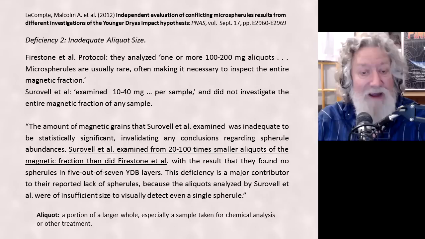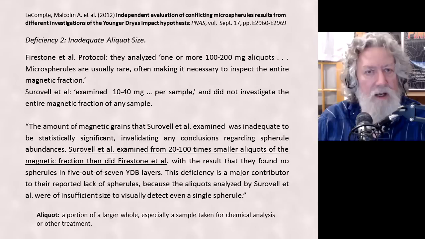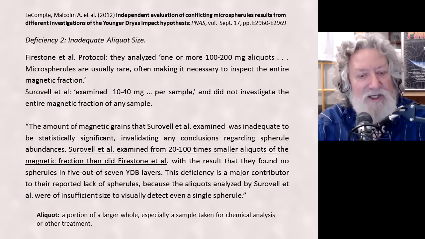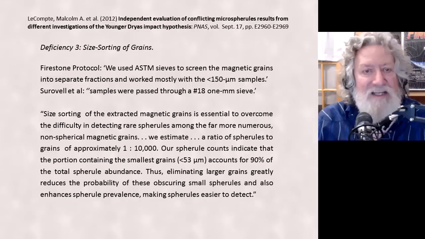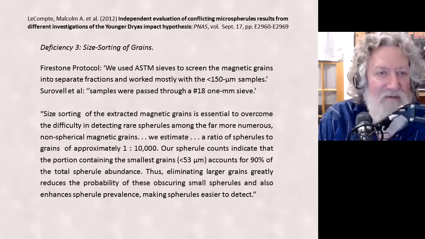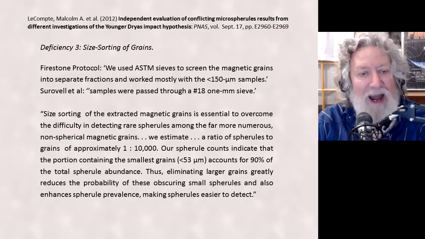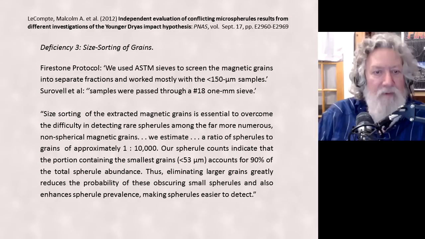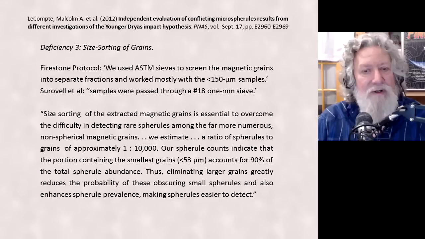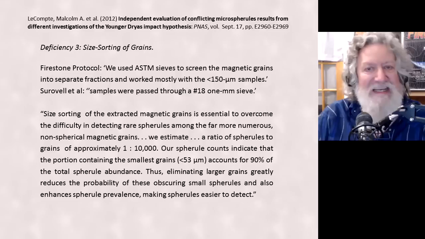This deficiency, and I'm quoting now from the LeCompte paper, is a major contributor to their reported lack of spherals, because the aliquots analyzed by Surovell et al. were of insufficient size to visually detect even a single spheral. Deficiency 3, size sorting of grains. The Firestone protocol used American Society of Testing and Materials, ASTM, sieves to screen the magnetic grains into separate fractions and worked mostly with less than 150 micrometer samples. Right? Surovell et cetera, their samples were passed through a number 18, 1 millimeter sieve.